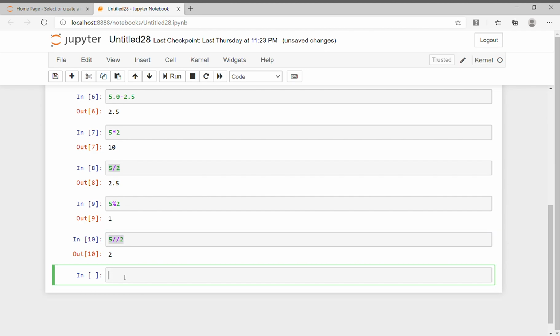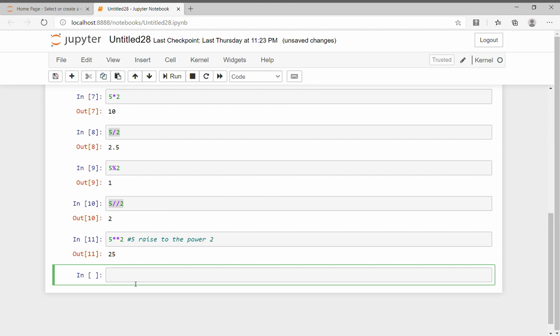Next we have the power operator, and what power means is, if we want to do 5 double star 2, what does it mean? It means 5 raised to the power 2. So when I execute this statement, it will give me 25. So it means 5 raised to the power 2, yeah, 5 square, right?